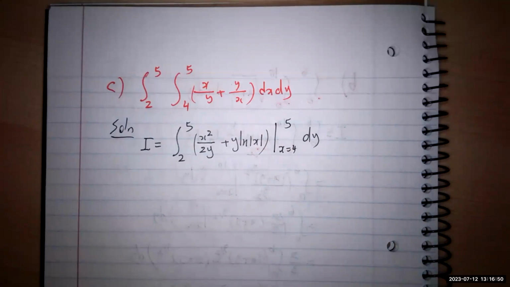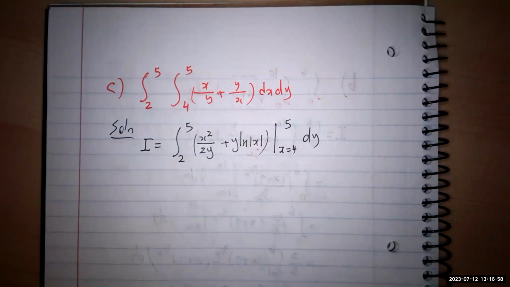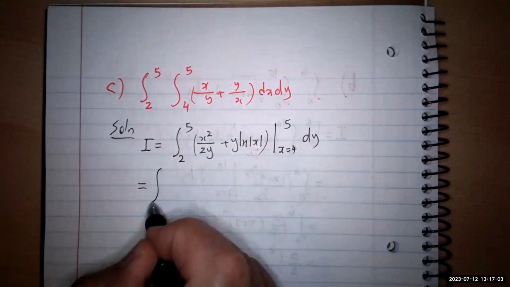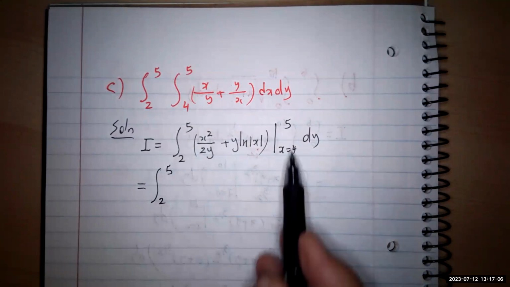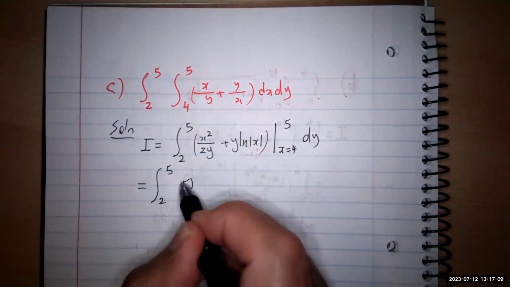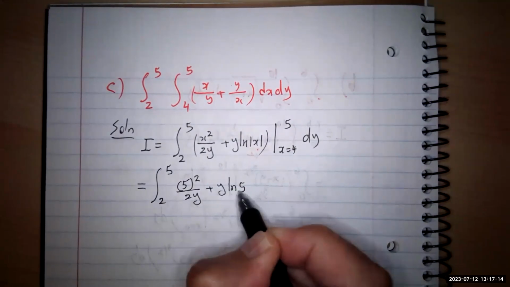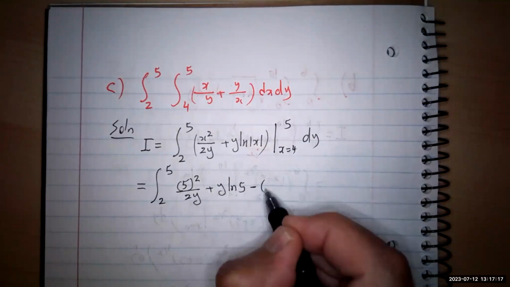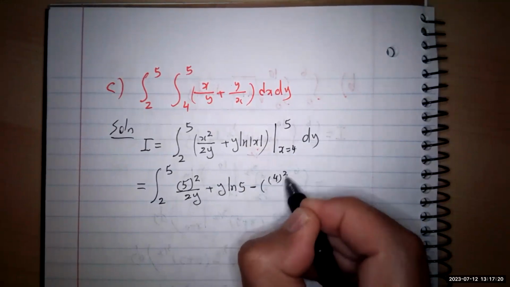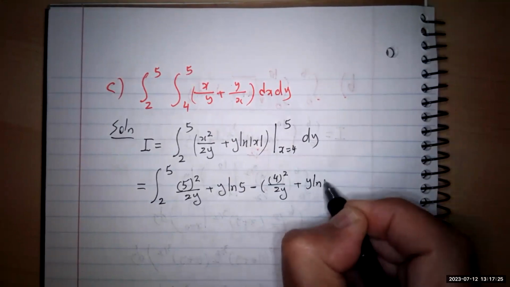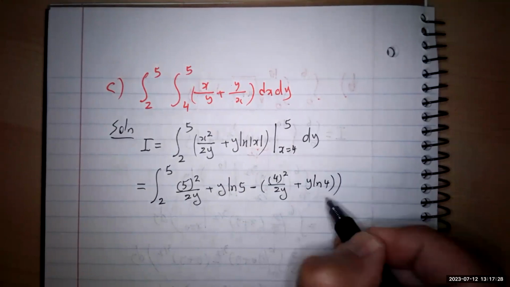Then you have to substitute the 5 and the 4 for x. So that gives you quite a lot of ln values, but it's fine. So we keep the 2 to the 5th. Then we substitute the 5 for x, so that gives 5 squared over 2y plus y ln of 5. Then it's going to be minus, if we put in the 4, 4 squared over 2y, and that is going to be y ln 4. Everything is going to be dy.